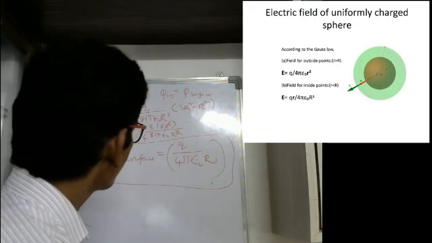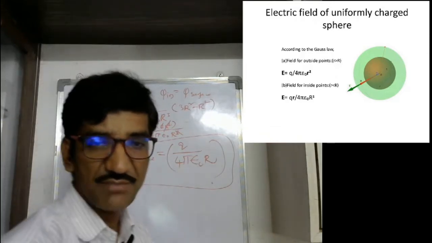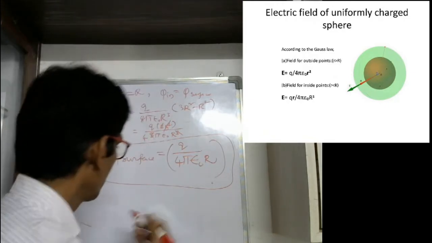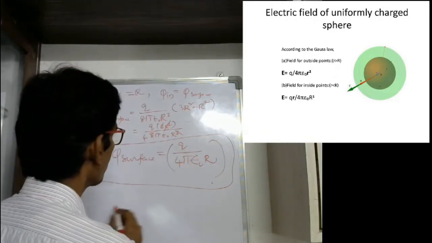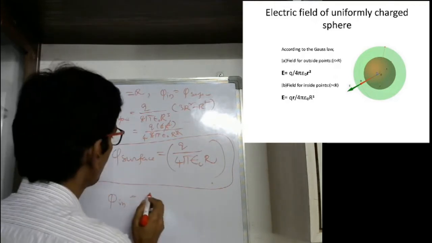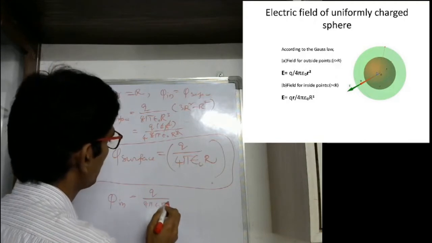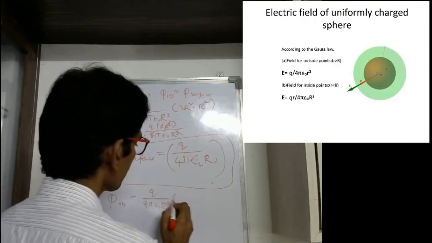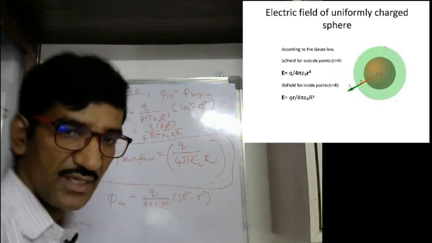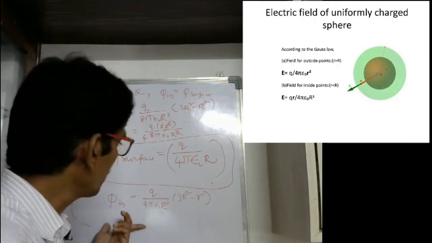Okay, what is the meaning of the formula for the potential for inside points? Whether it increases or decreases. See, what is the total formula? Here we look, for inside points, psi in is equal to q by 8 pi epsilon naught r cube into 3r square minus small r square. This is the expression giving the potential for inside points of the uniformly charged sphere.